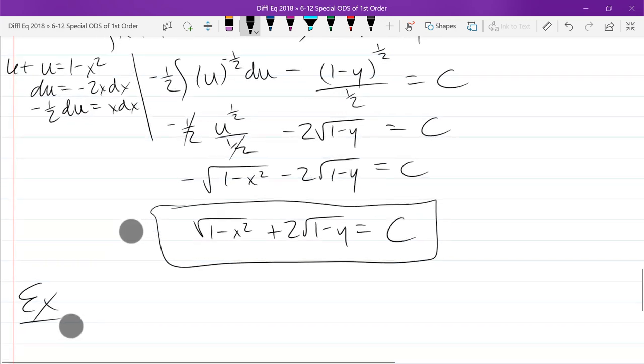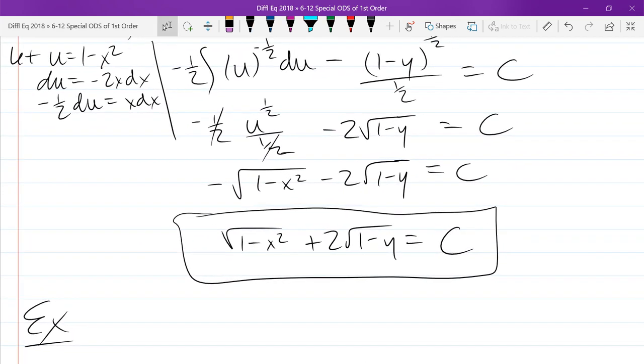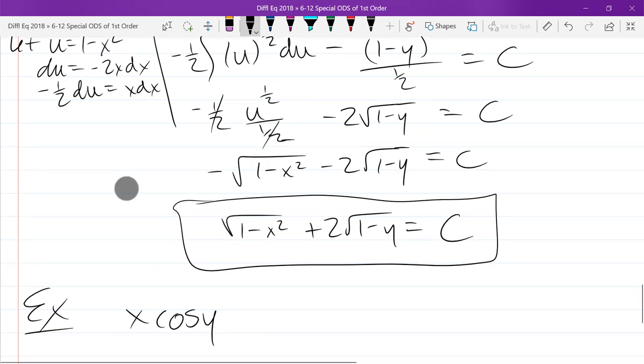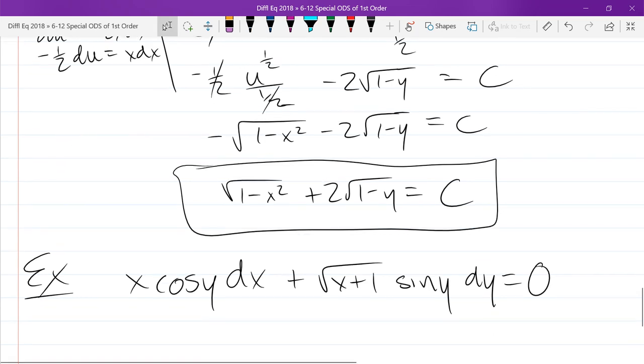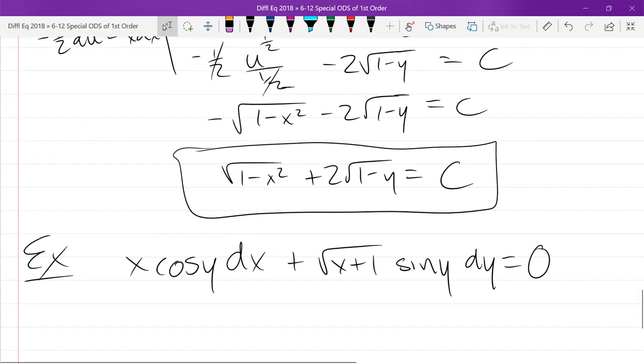So we'll do our next problem. Separate everything. Very similar to the last problem, you got to get your y's next to your dy, your x's next to your dx, and then integrate. So do that right now.